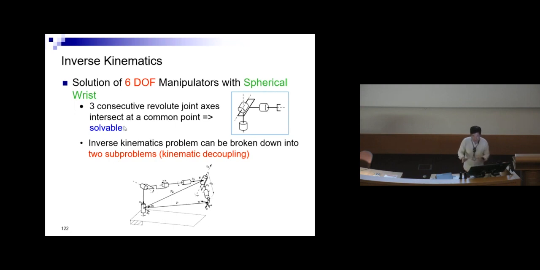And if it's solvable, you can safely move on to the inverse kinematic problem. The inverse kinematic problem can be broken down into sub-problems. Breaking it down into these 2 sub-problems is known as kinematic decoupling. The word decoupling means that you break them into 2 parts. So this is the wrist part, and you break this part from the arm.